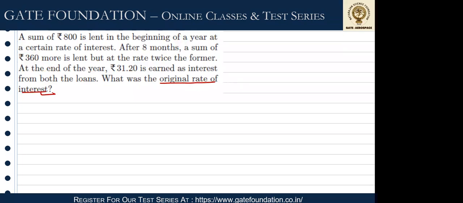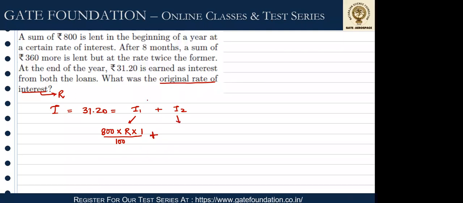So I'll start by assuming that the original rate of interest was R. Right. So the interest that I'll be getting at the end of year is 31.20, and it is made up of two interests. Let's say this is I1 and I2. The I1 part is from 800 rupees being lent at the rate of, okay, it's P into R into T. So P is done, R is rate of interest, and the time is 1 year, divided by 100. Right. So ये मेरा interest 1 हो गया.